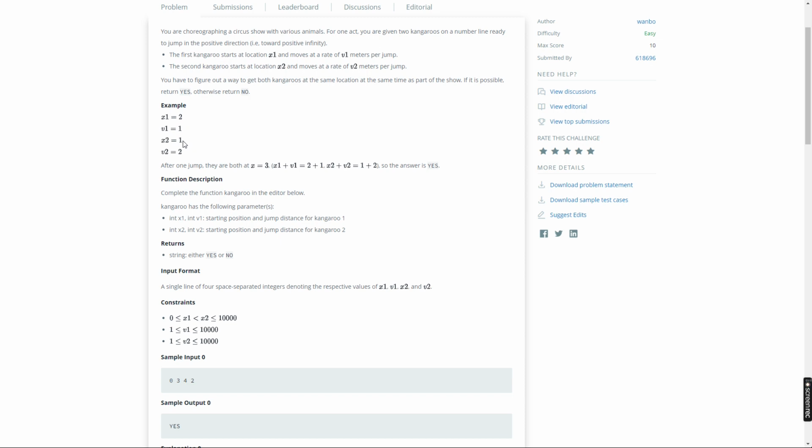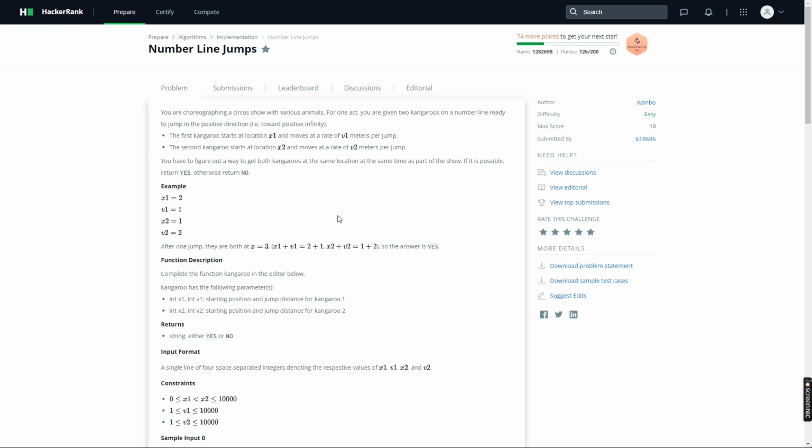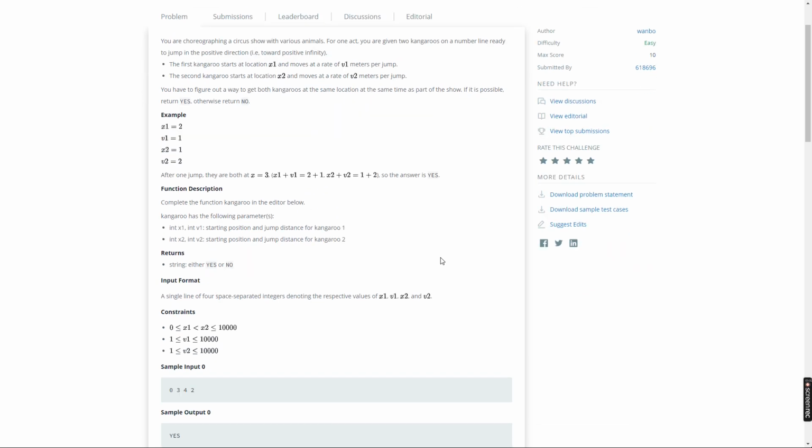And the second kangaroo stands at 1 meter and jumps 2 meters each time. So in one jump, they are both at 3, and we need to return yes. So one of the tricks here is that kangaroos can jump multiple times, not only once. And the second trick here is that those kangaroos jump the same amount of time. So, for example, if to get to the point of 10, the first kangaroo needs to jump 4 times and the second kangaroo needs to jump 2 times, that won't work. We should return no, because that took different number of jumps.